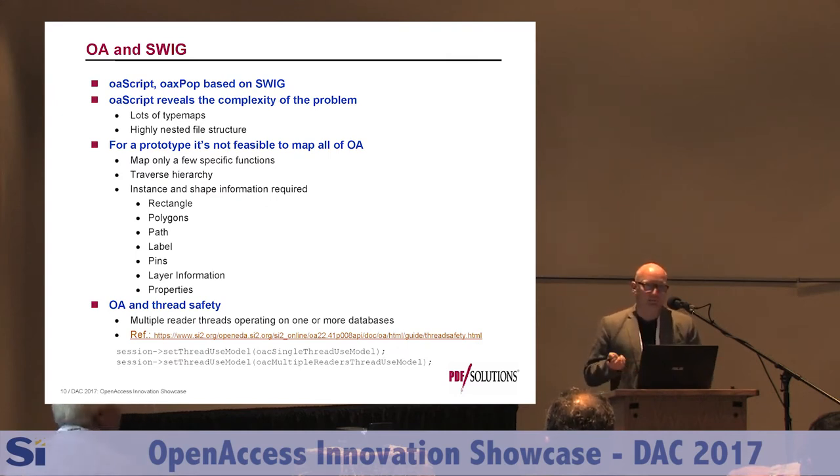So I decided not to map everything to Go, because for this idea it's not necessary. The only thing we need to map is something that lets us access an OpenAccess library, traverse the hierarchy, and get out all the information we want to display, like rectangles, polygons, paths, any kind of geometric object, maybe some additional layer information and some properties. That's pretty much it. We essentially make our own little wrapper, and that gets SWIGged to Go.